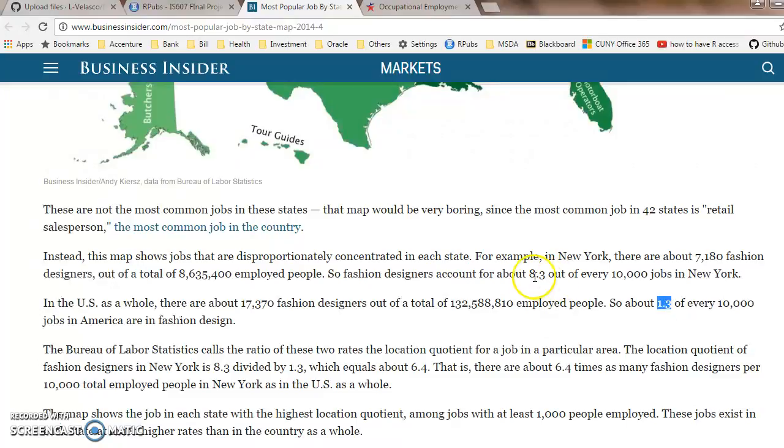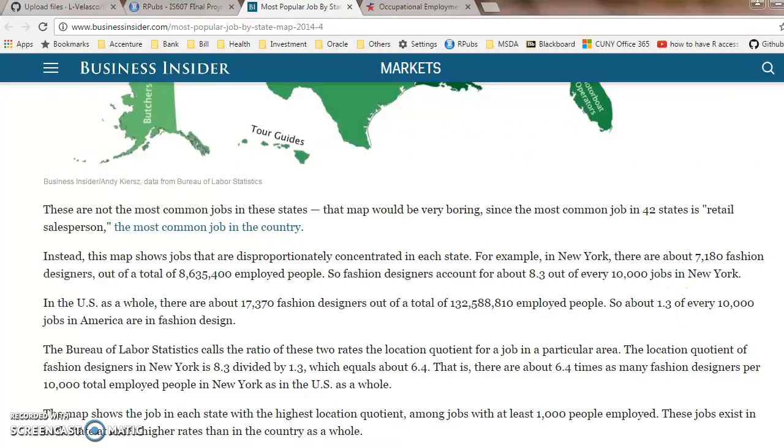So the state ratio divided by the national ratio provides what the Bureau of Labor Statistics calls location quotient, or LQ. An LQ greater than 1 indicates a local concentration of employment that is higher or lower than that of the US as a whole.